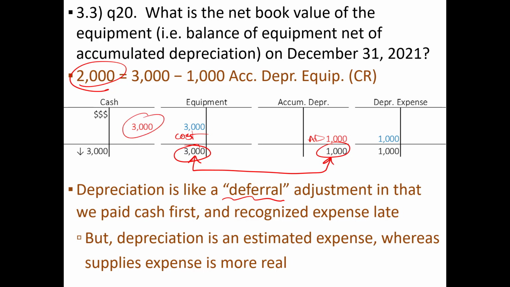It's kind of like a deferral account in the sense that, yeah, we paid cash and we're going to recognize it as an expense eventually in the future. But the reason we call this one not a deferral is because, in this particular case, we don't know how accurate this expense is. When it comes to supplies, that's a deferral account, but that's actual. We can see that. Same thing with prepaid rent. That's gone.